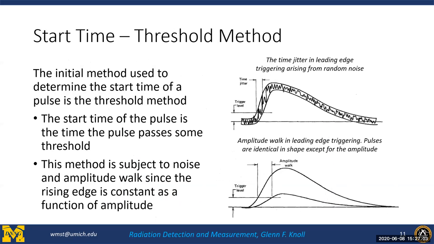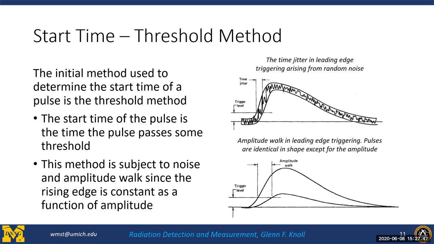So the initial method that was come up with for the timing or start time of the pulse is just to set a threshold. In this case, when the pulse crosses some threshold, then that is considered the start time of the pulse. This was an analog system that was initially used, but it's still used in ASIC systems and FPGA systems today, so it might still be encountered. Effectively, if you have some pulse where you have some baseline that goes up, once it crosses this point, that is the trigger that says that is the start time of the pulse. And then you can analyze and acquire the rest of the pulse.